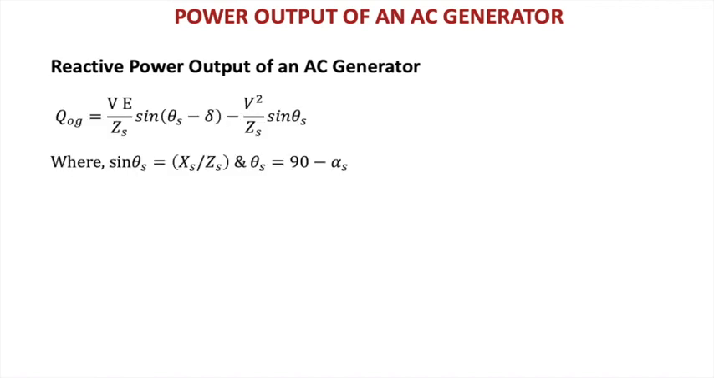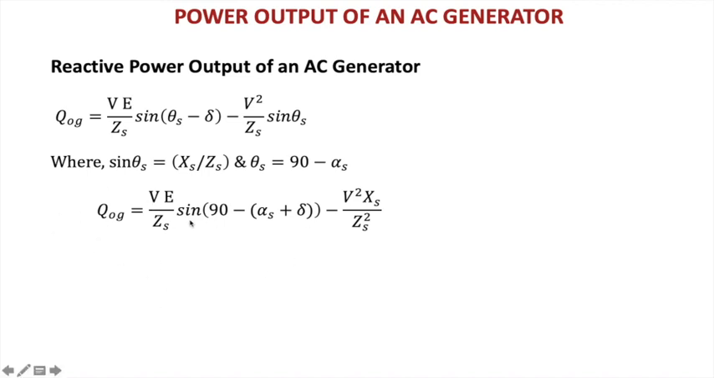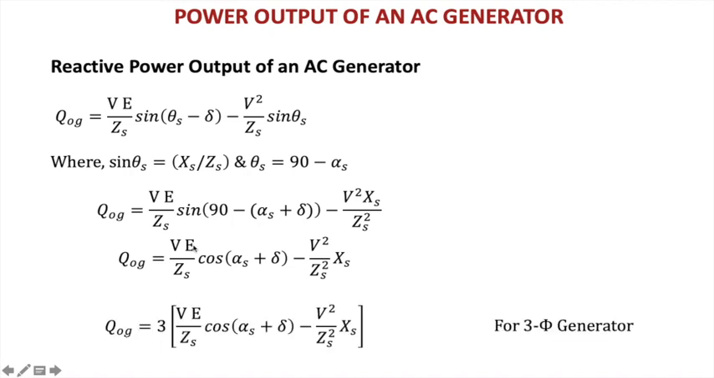Now from the same previous equation, we'll take the reactive power, where we have segregated the real and the imaginary part. Again we'll follow the same steps: the sine theta s is equal to xs by zs, and theta s is equal to 90 minus alpha s. So you will get the reactive power with sine of 90 minus this angle, which will be converted to cos, since sine of 90 minus x is cos x. So you get the reactive power generated in the AC generator in per phase quantities. For the overall reactive power generated by the given machine, it will be multiplied by 3.